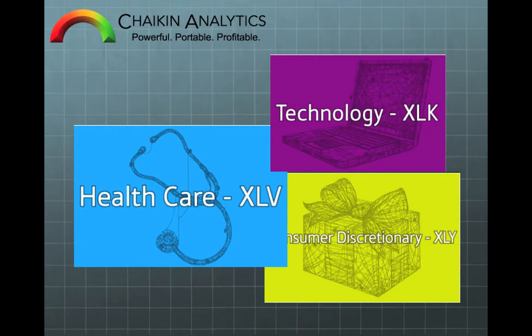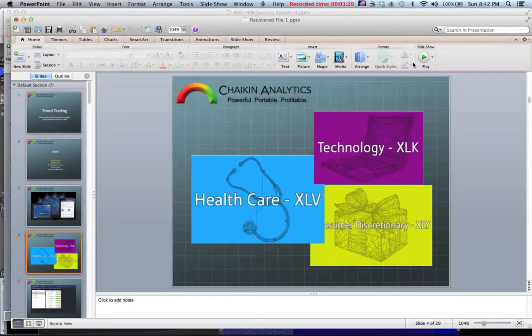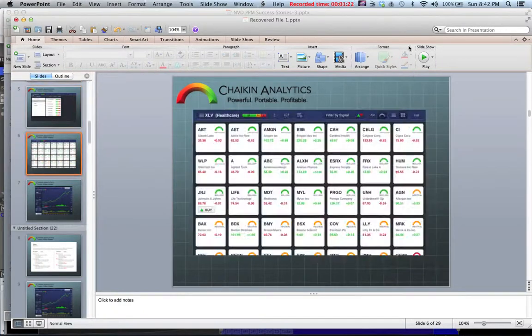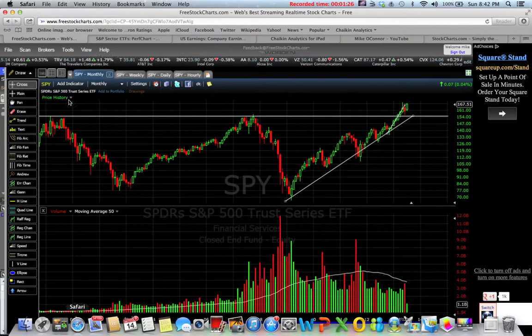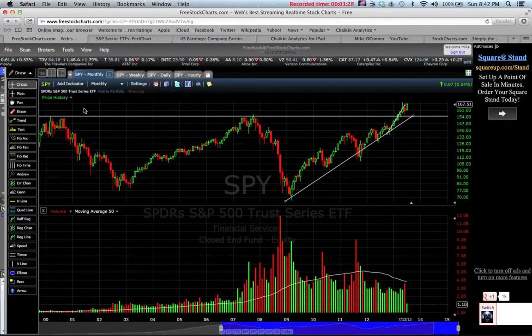Let me walk you through my systematic approach for determining what, if anything, I'm going to trade the next trading day. This is an end-of-day trading system. The signals are available to you before the beginning of each trading day from the software. So if I go over to the web, there's a couple of things that I do without using Chaikin Analytics that set up my trading bias.